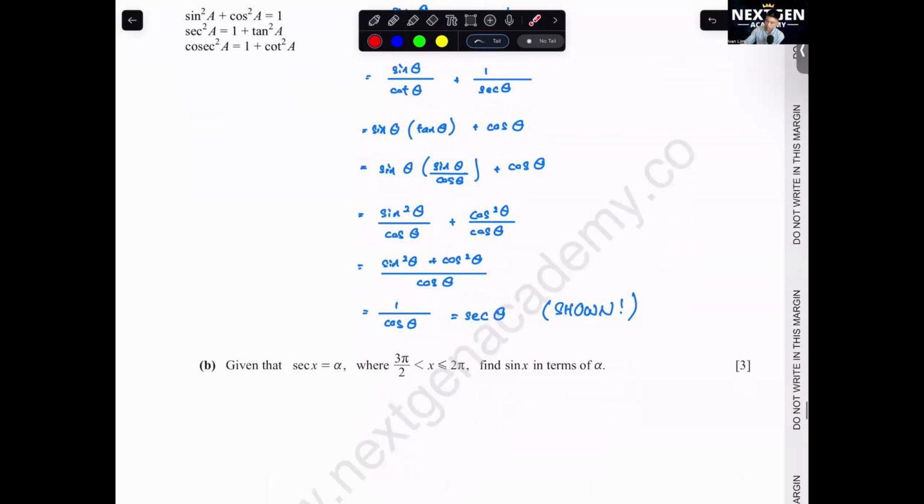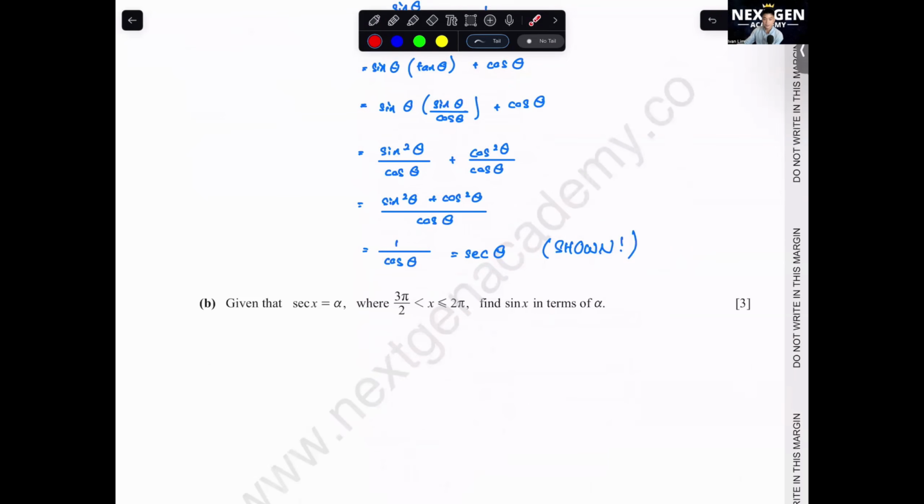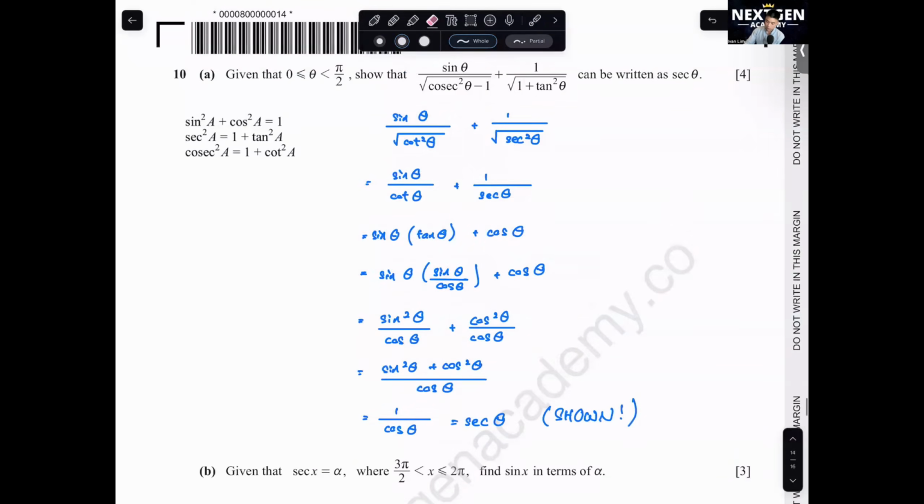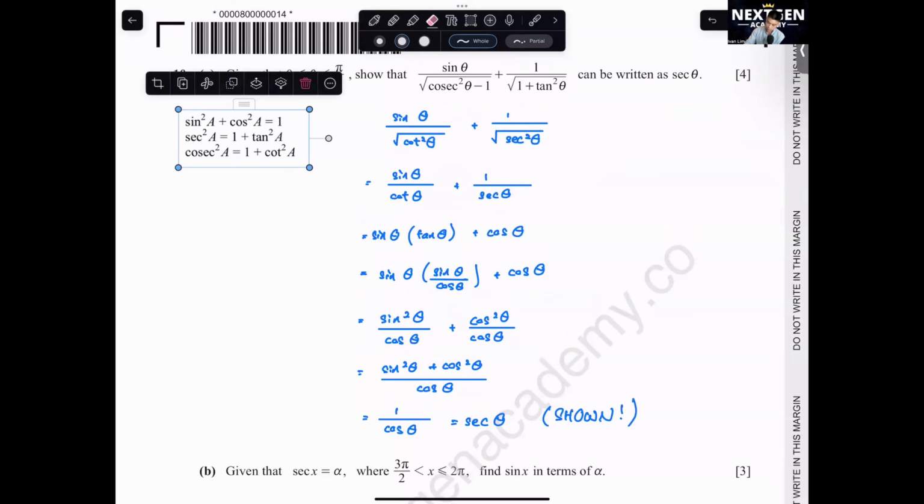Okay, second one, 3-mark question. Given that secant x equals alpha, where x is from 3 pi over 2 to 2 pi, find sine x in terms of alpha. Okay, for this type of question, normally when they give you one trigo, they ask you to find another trigo. You can try to use an identity. Okay, you see which identity you can join with secant and sine. Okay, look at these three identities here. Which one can we see secant and sine?